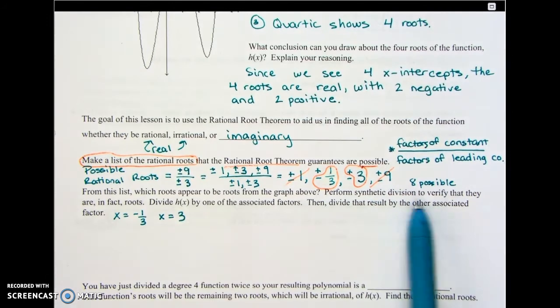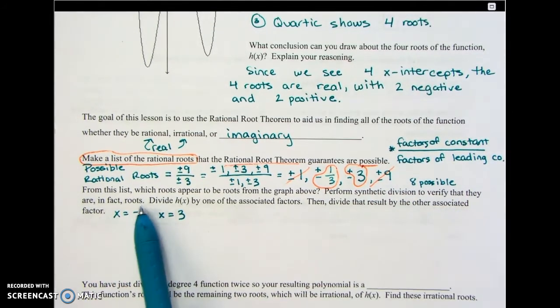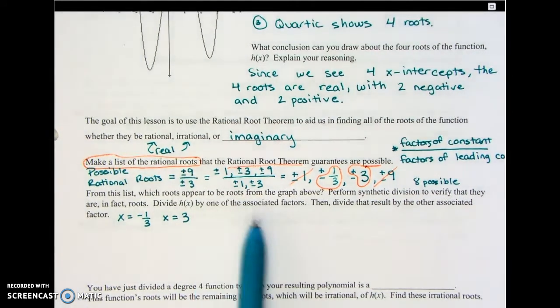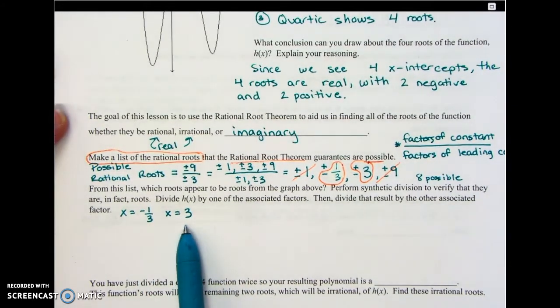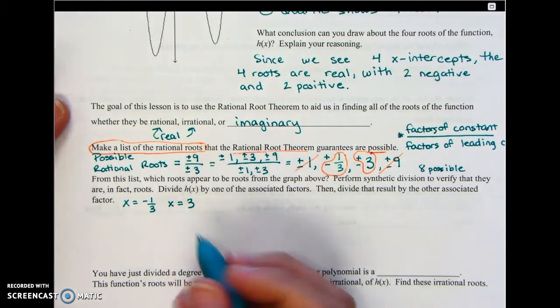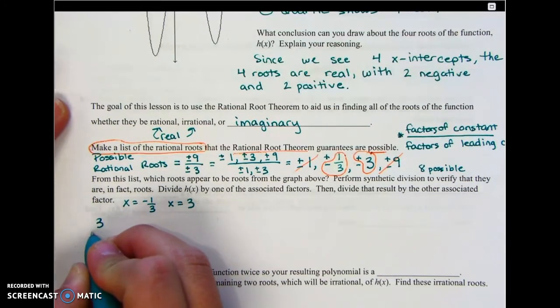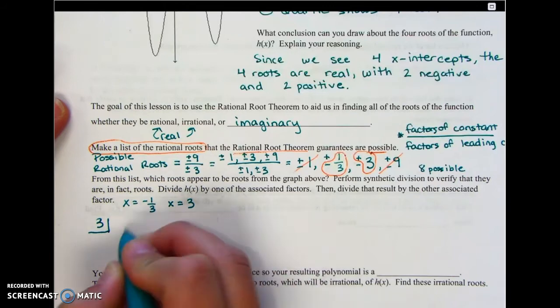Okay, well, let's just do what it tells us to do. Perform synthetic division to verify that they are in fact roots. Divide h by one of the associated factors. Okay, which one do you want to do first, my friends? Let's do the 3, right? The 3 will be easier than the fraction, so let's start with the 3.